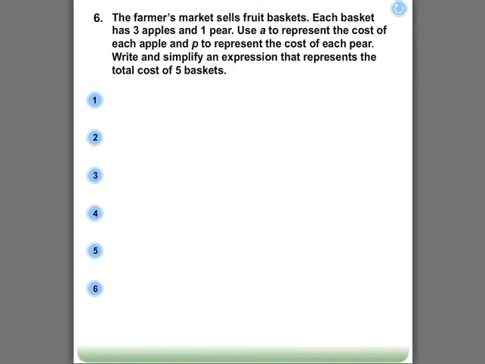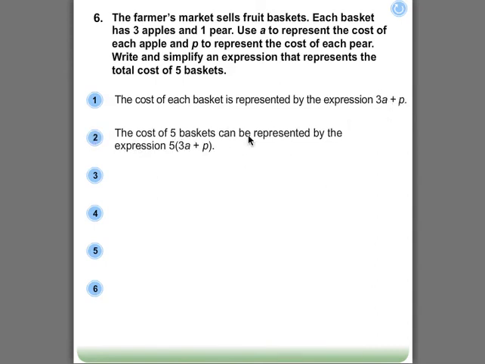Okay, here we go. The farmer's market sells fruit baskets. Each basket has 3 apples and 1 pear. If we use A to represent the cost of each apple and P to represent the cost of each pear, we're going to write and simplify an expression that represents the total cost of 5 baskets. So the cost of each basket is represented by the expression 3A plus P, right? Because we have 3 apples and a pear. The cost of 5 baskets can be represented by the expression 5 times (3A plus P).